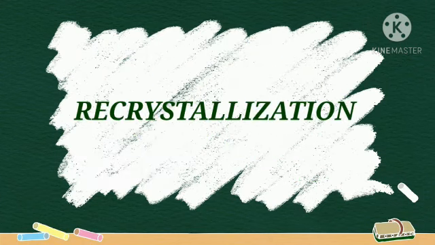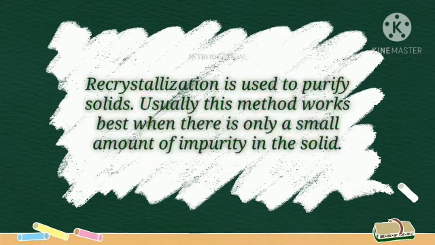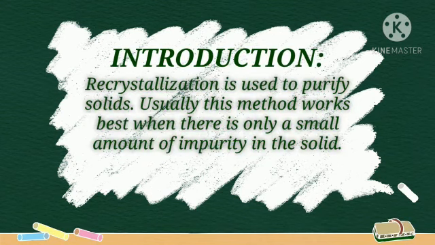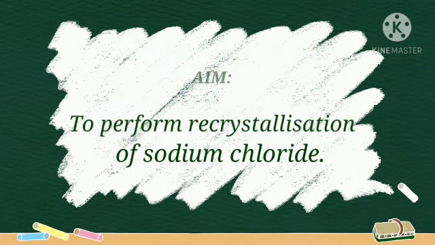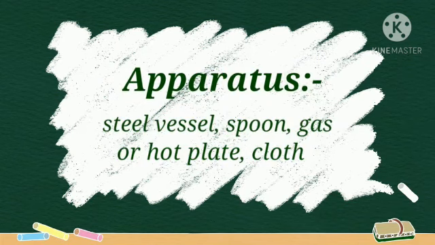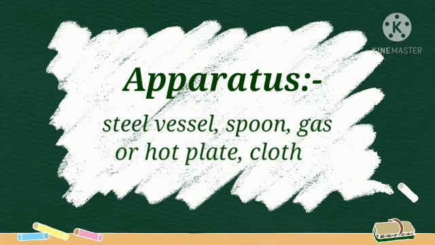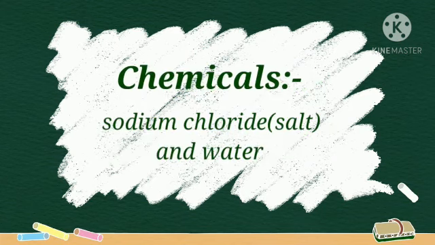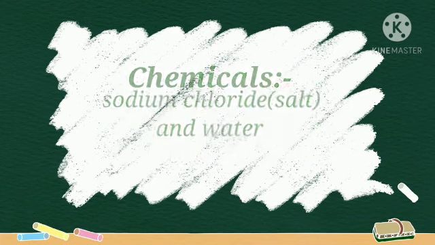Recrystallization. Recrystallization is a purification process used to remove impurities from organic compounds which are solid at room temperature. Aim: to perform recrystallization of sodium chloride. Apparatus: steel vessel, spoon, gas, cloth. Chemicals: sodium chloride and water.